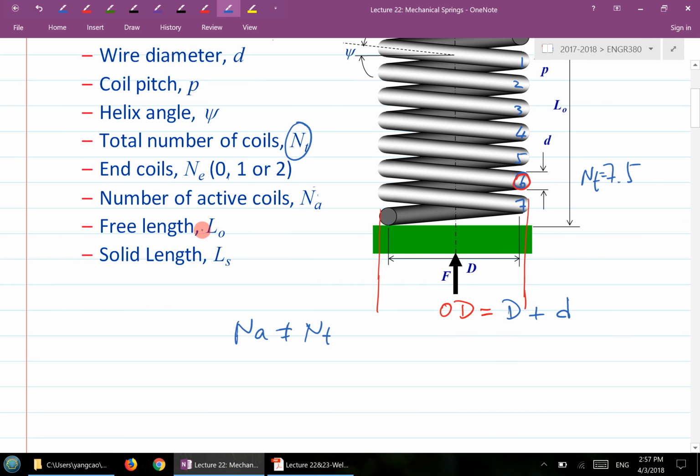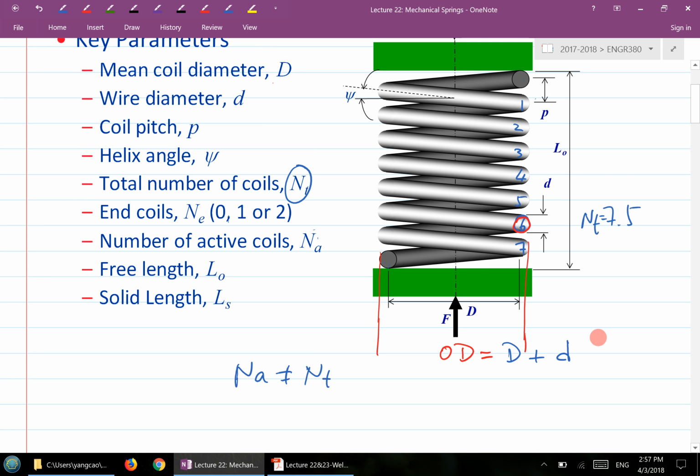Free length basically means the length of the spring when you don't press it, when it's fully standing there. Solid length basically means when you completely close it. Close means there's no gap between any two adjacent coils. So you apply a certain force to completely close it, without any further deformation. Then that gives you the so-called solid length LS. Those are some very important parameters for further calculation of the springs.